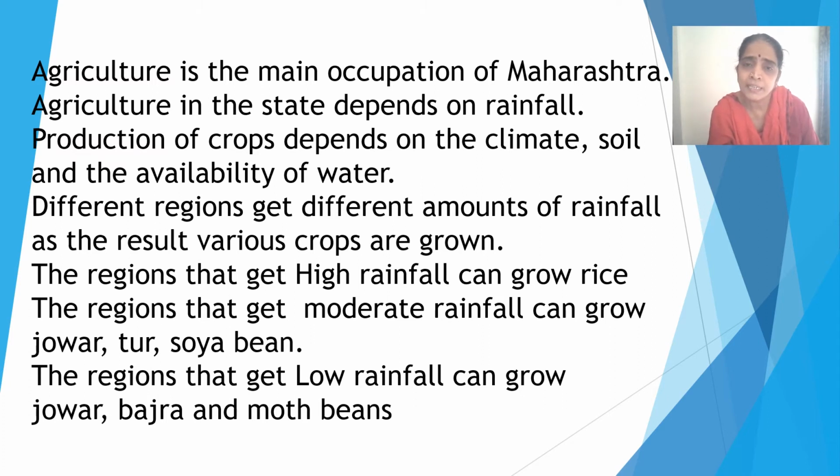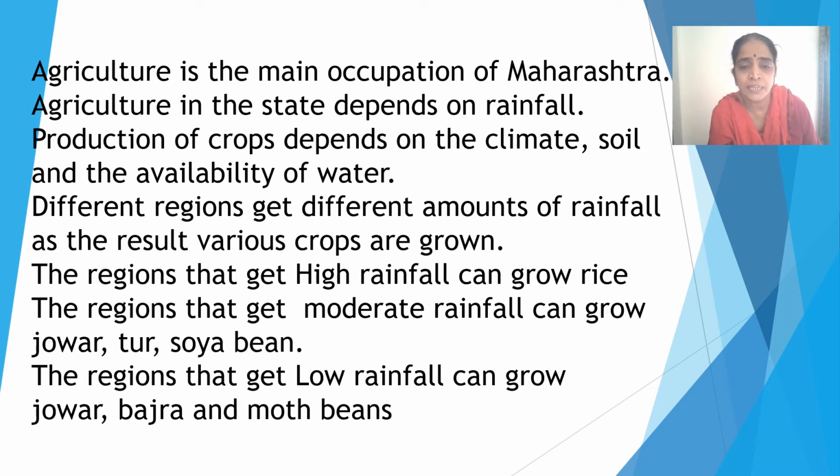And it is said that everywhere the rainfall is not the same. Some places have very heavy rainfall, some have moderate rainfall. Moderate rainfall means it's not heavy also, it's not very low also. That is called moderate rainfall, and in some places there is very less rainfall. The farmers also grow crops according to the availability of rain.